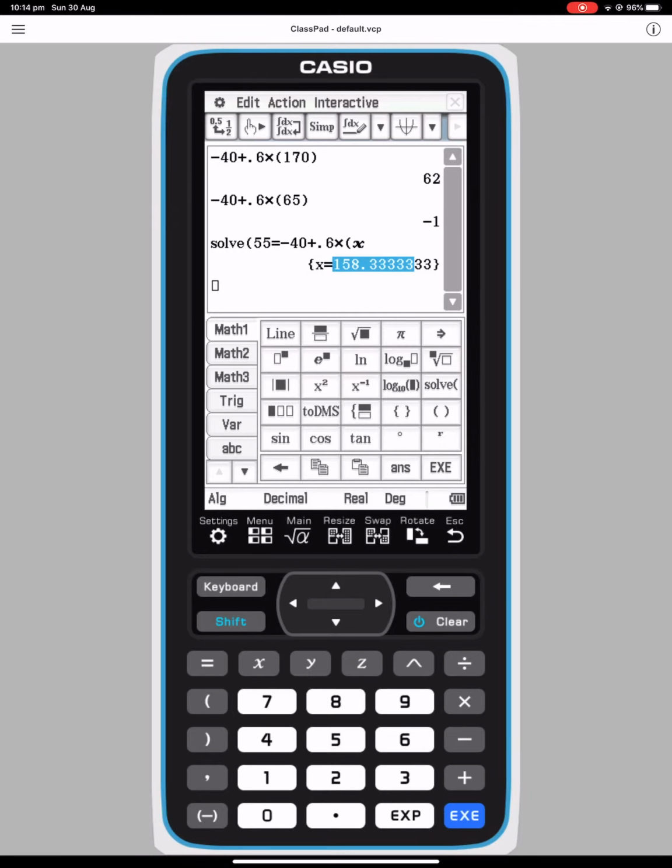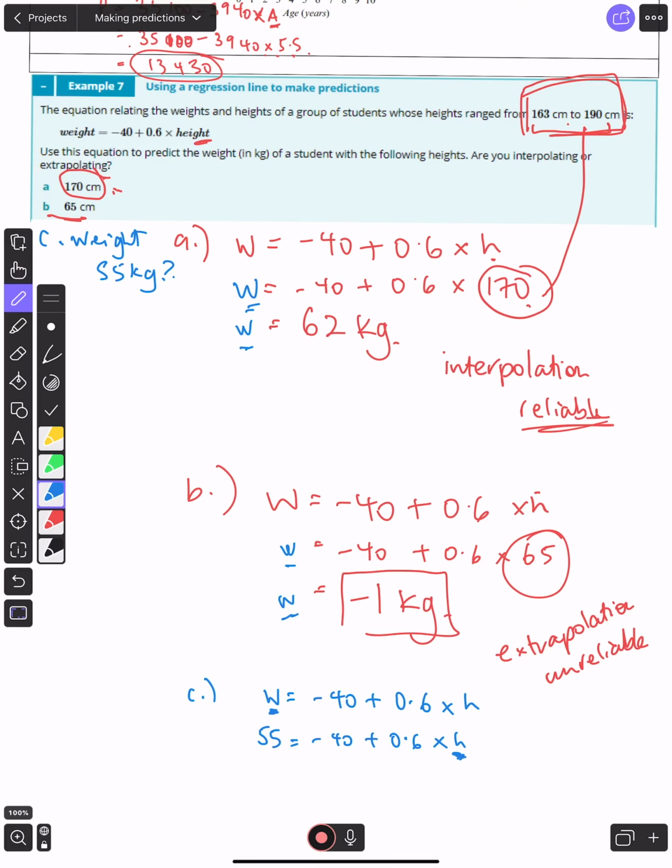So 158.3333333. So that is roughly, to the nearest centimetre, let's say 158 centimeters. Again, 55 kilograms, or sorry, no, 158 centimeters is not within this range of the heights. So this is again extrapolation. And it's unreliable.